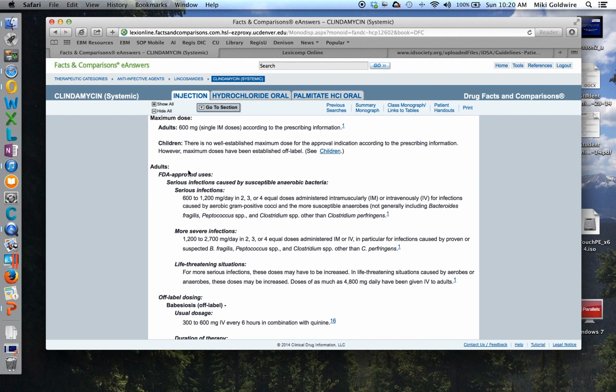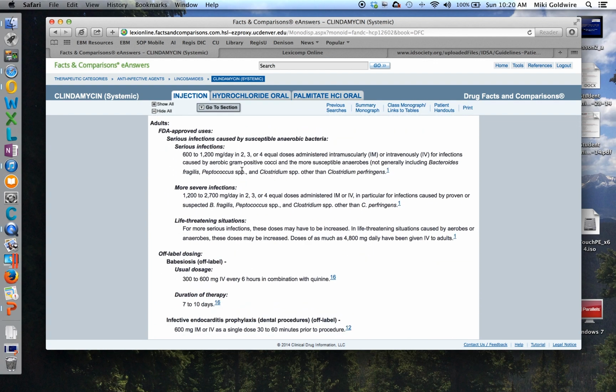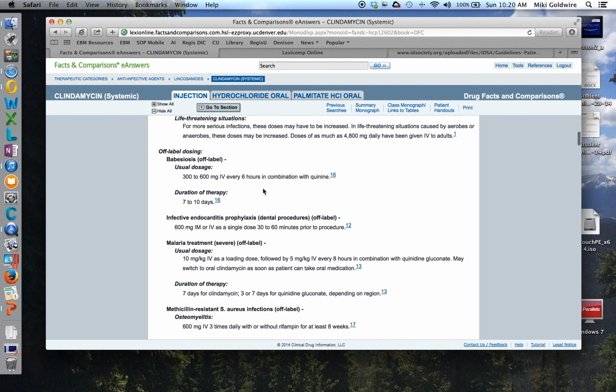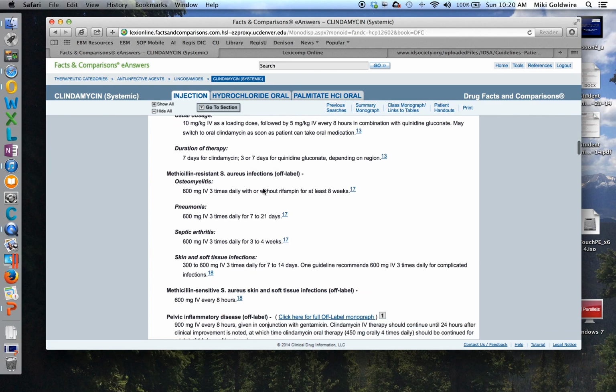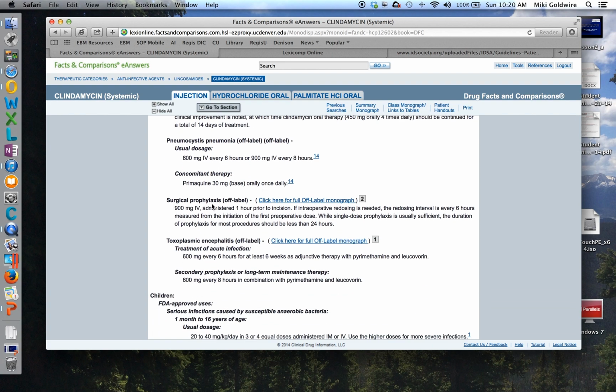So again, I went to the administration and dosage section because I'm looking for a dose of clindamycin for surgical prophylaxis for an appendectomy. And here I see FDA-approved uses: severe infections caused by susceptible anaerobic bacteria, more severe infections, and life-threatening infections. None of those seem to be appropriate. So if I keep tabbing down, I find surgical prophylaxis. It says it's off-label. That means the FDA hasn't approved this indication or dose.